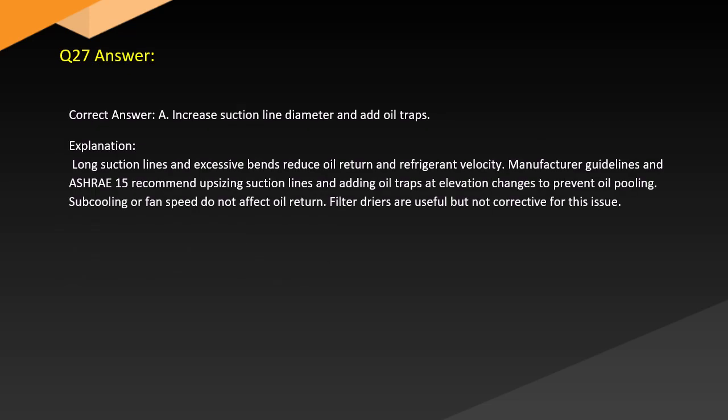Answer. Correct answer A. Increase suction line diameter and add oil traps. Explanation. Long suction lines and excessive bends reduce oil return and refrigerant velocity. Manufacturer guidelines and ASHRAE 15 recommend upsizing suction lines and adding oil traps at elevation changes to prevent oil pooling. Subcooling or fan speed do not affect oil return. Filter dryers are useful but not corrective for this issue.